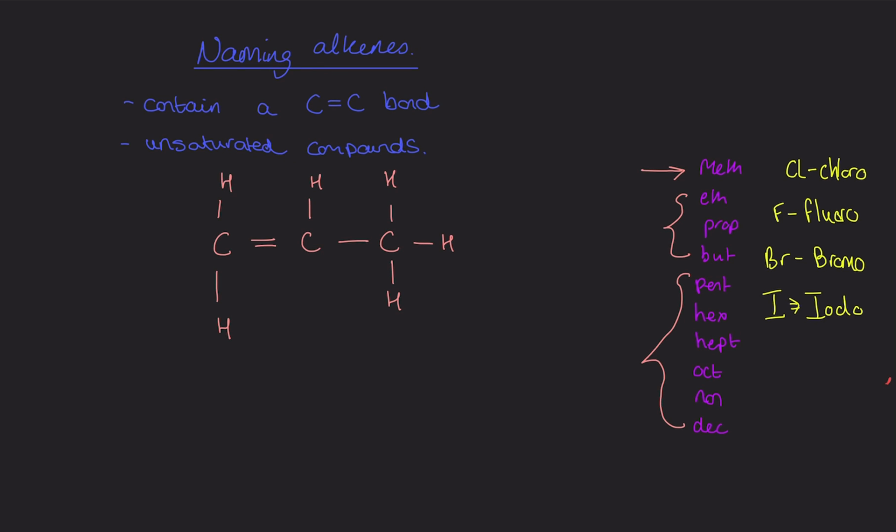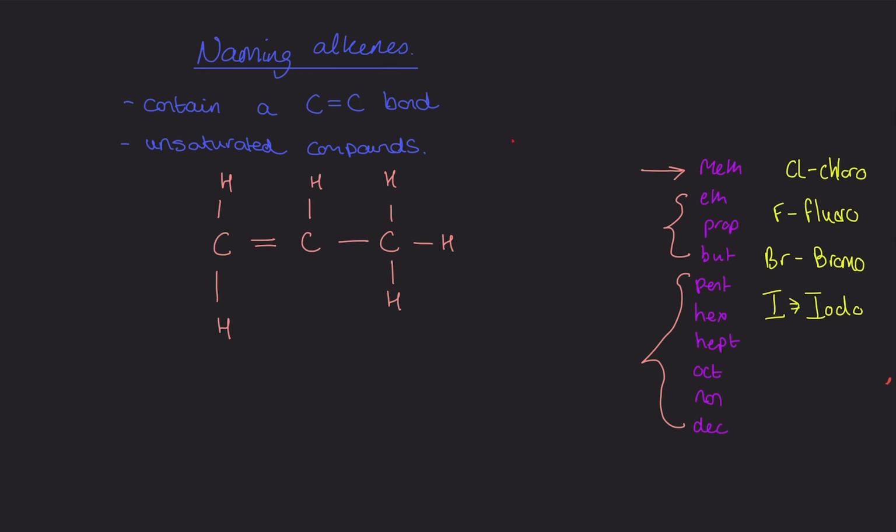Okay, so today we're going to look at naming alkenes. Alkenes are very easy to spot. You just have to look for the double bond. So unlike our alkanes that have all single bonds around the carbons, one of these might have a double bond. So you have to look for that for your alkenes.